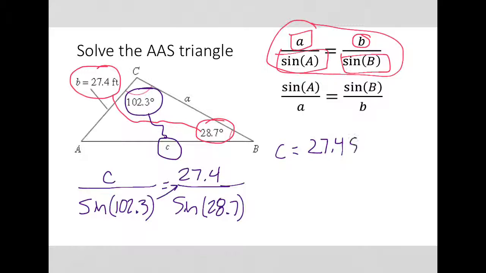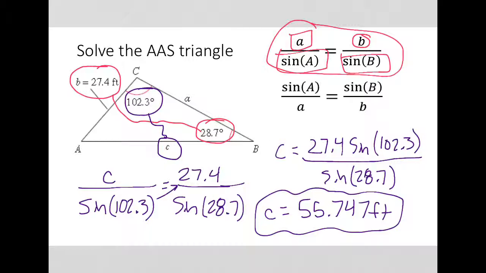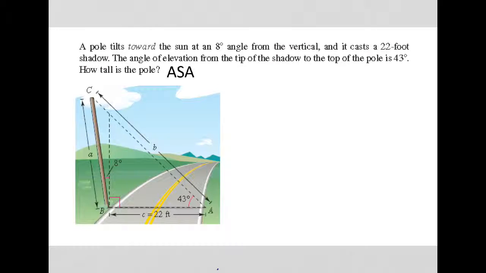And so I get C equals 27.4 times the sine of 102.3, all divided by the sine of 28.7. Plug that into your calculator, make sure you are in degree mode, and you will have your answer. Entering those numbers in correctly, you should get C equals 55.747 feet. Let's do a couple more.